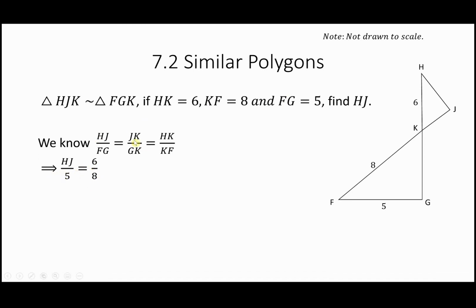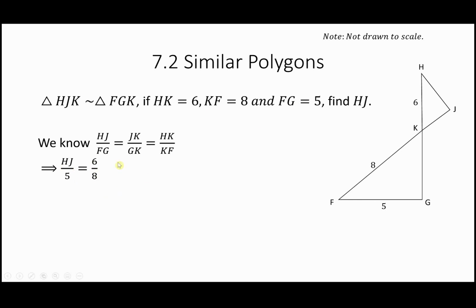Notice that JK over GK, while it's true that those two lengths are in ratio and part of the string proportion, they don't help me in trying to solve for HJ, which is ultimately my goal in this example. So I dropped the middle ratio and set the left and right ratios equal to each other directly while plugging in the given values.